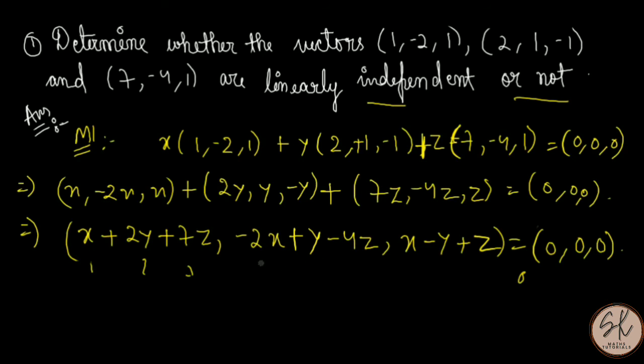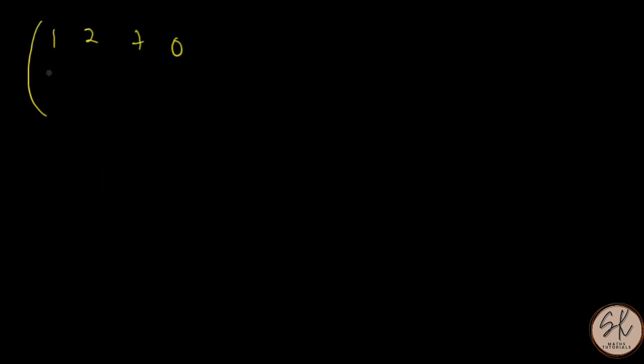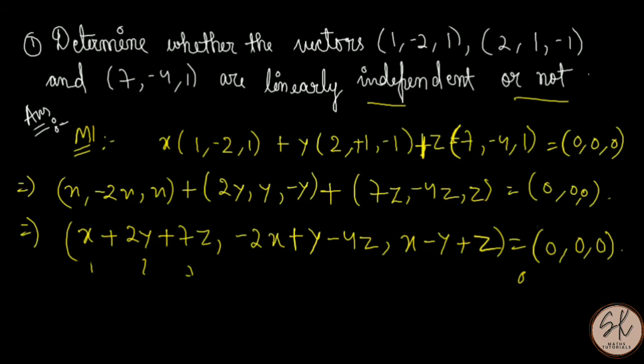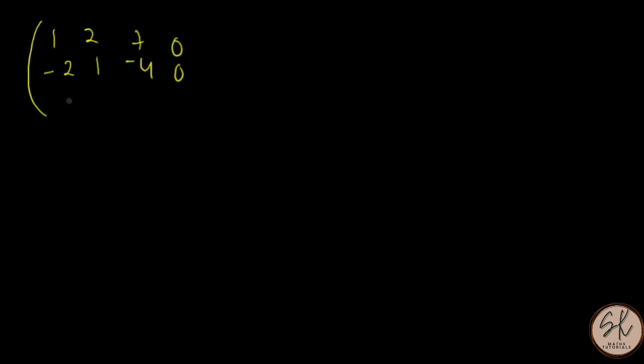So we will get this as 1 2 7 0, and this is minus 2 1 minus 4 0, and the last row is 1 minus 1 1 0. Alright, now we will be reducing this to the echelon form, and that will give us 1 2 7 0.